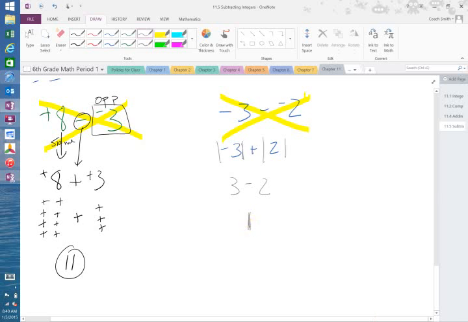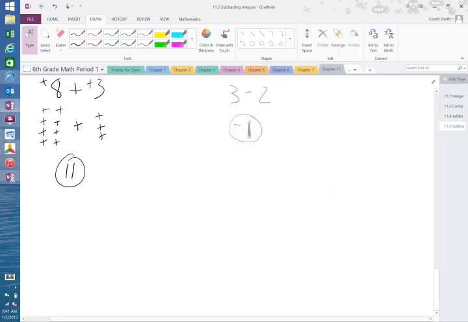Now, which integer has the larger absolute value? Negative 3 or positive 2? Negative 3. So therefore my answer is -1. All right, do number 4 on your own. Number 4 says +5 minus +10.